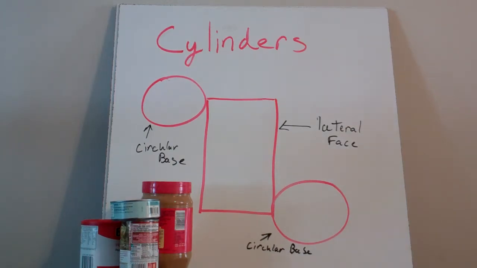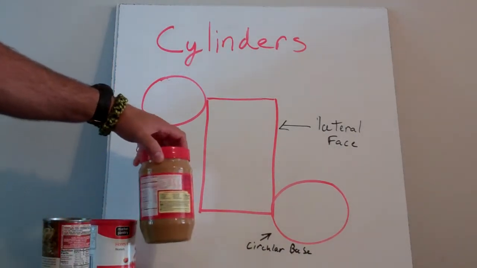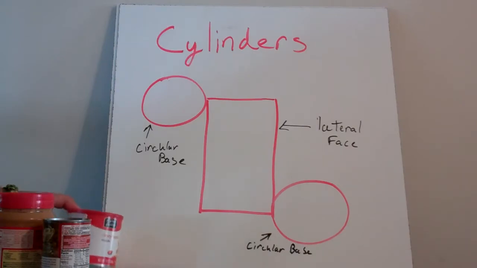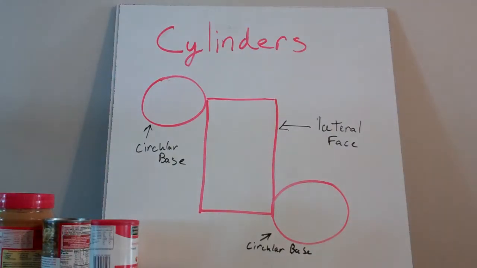Okay, we have our cans, and then our trusty peanut butter jar, and this is a nuts container. So we have our containers that we see, and if we were to slice these open and form a net, you could see that we have our circular bases, and then what would be left over is the lateral face, which ends up being a rectangle. Basically the label that goes around the can is a rectangle.